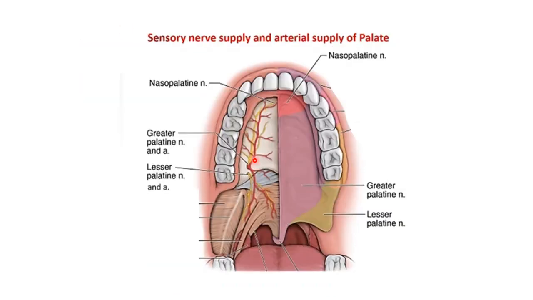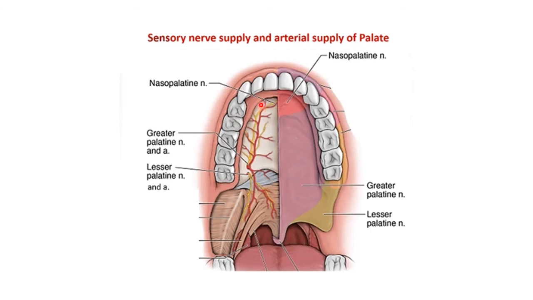Next we will study the arterial supply of the palate. The hard palate is supplied by the greater palatine arteries, which are branches of the maxillary artery, and the soft palate is supplied by the lesser palatine arteries, which are branches of the maxillary artery, the ascending palatine branch of the facial artery, and palatine branches of the ascending pharyngeal artery.